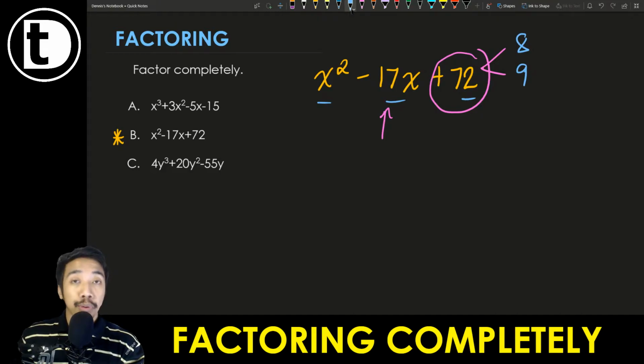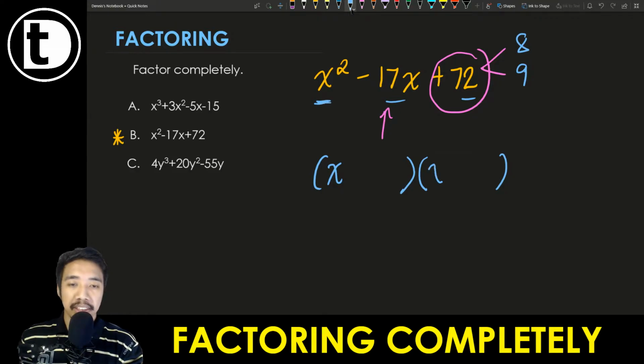So, ang procedure niyan ay open close parentheses, write the square root of your first term. Tapos, isulat nyo na yung 8 and 9. Okay? So, for conditioning, isulat nyo na lang yung 9 sa una and 8 sa ikalawa.